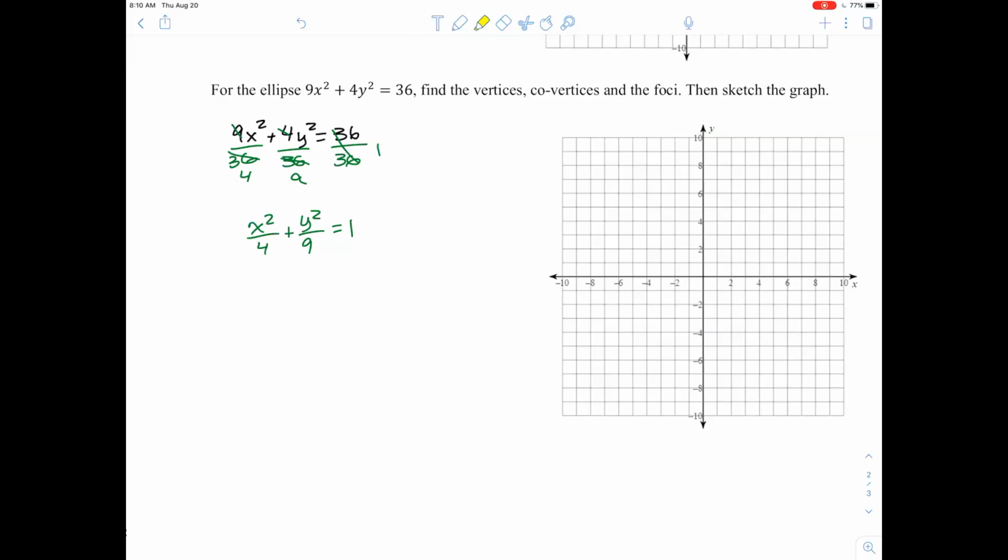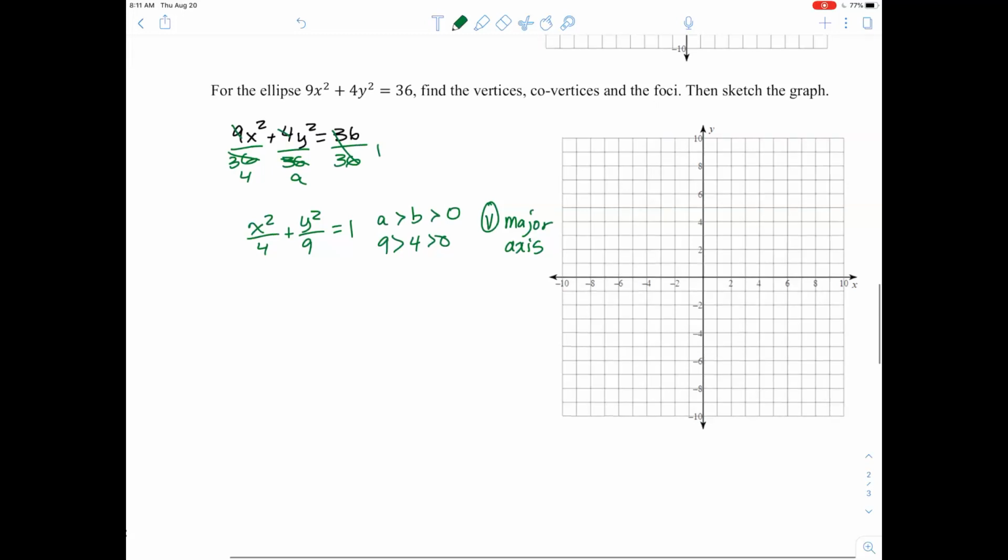So let's think about this for a second. Remember that a has to be greater than b, which has to be greater than 0. And 9 is greater than 4, right, which are both greater than 0. So this means that I am going to have a vertical major axis because the larger value is under my vertical stretch, my y-axis, right? And so this is going to be my A. So the equation I'm working with here is x squared over b squared plus y squared over a squared equals 1. So our job is to find the vertices, okay?